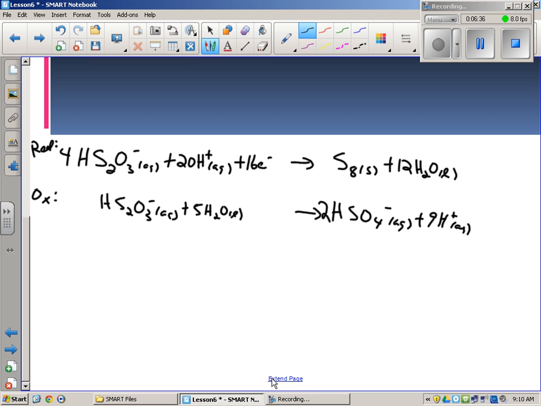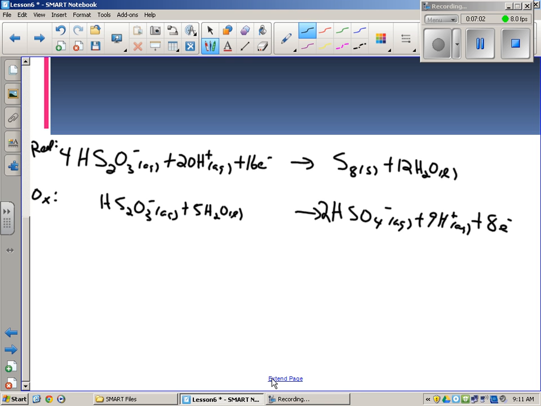7 plus, 1 minus. Now, this is where you got to be a little bit careful here. And this is where you get caught off guard a little bit. How am I going to get from 7 plus to a 1 minus? I need to add 8 electrons, yes? 7 plus, 8 negative, that's a minus 1, yes? Okay. There you go. Oxidation.